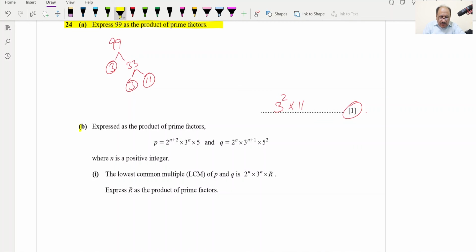And then the B part: expressed as the product of prime factors. P is equal to this, Q is equal to this, where n is a positive integer.